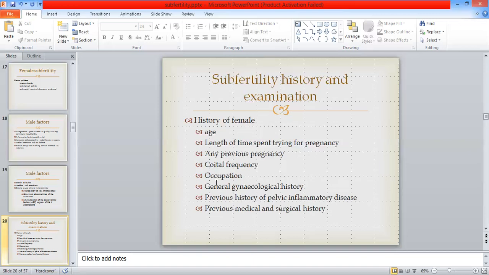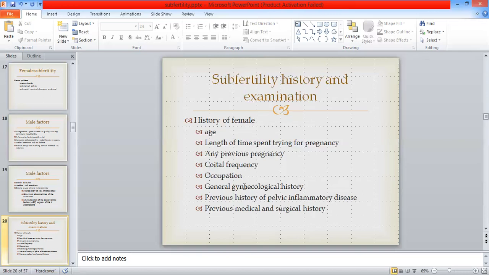And other thing is general gynecological history. In general gynecological history, we are asking about the menstrual cycle. So the first important thing is the menstrual cycle. Whether the cycle is regular or irregular, whether the patient has oligomenorrhea, polymenorrhea, menorrhagia. This is important because regular cycles are mostly ovulatory and irregular cycles and oligomenorrheic cycles are mostly anovulatory.